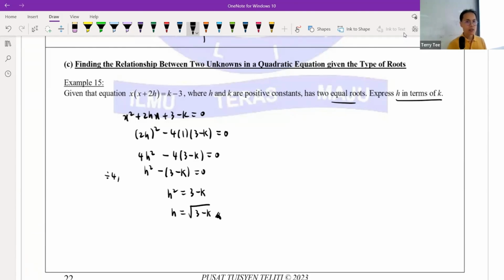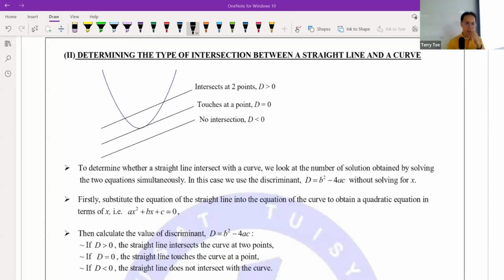Now, question. Should I put a plus minus? No, because the question says h and k are positive constants. So you can't take negative. So just leave it like this. h is the square root of 3 minus k. Okay, this is not difficult.